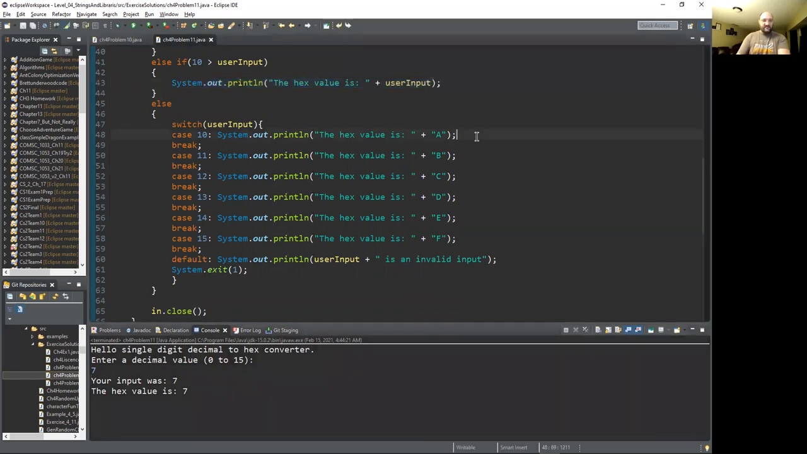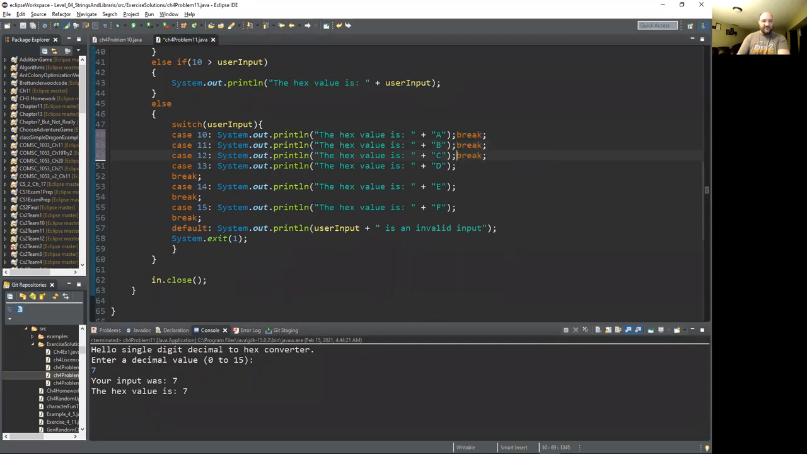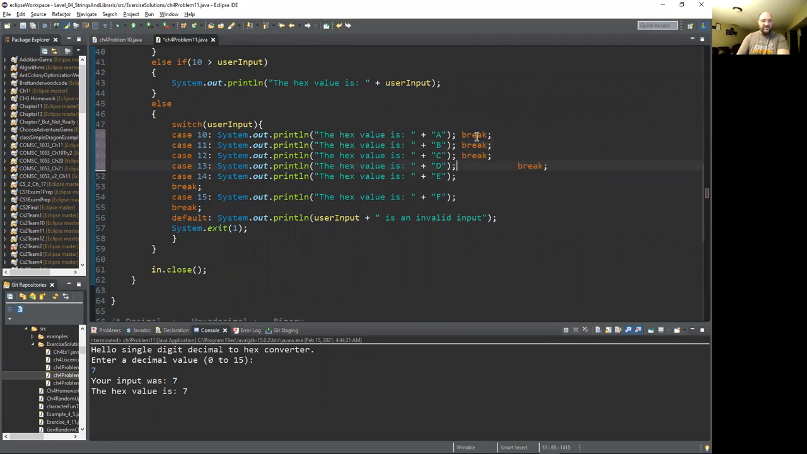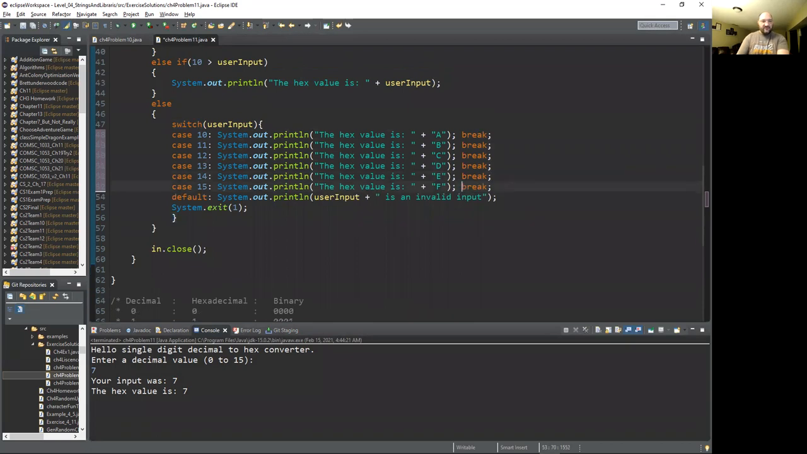Just to clean this up a little bit, the break doesn't make much sense to have down below, so I'm going to bring that up. Now, Java will tell you that it really doesn't care how these are organized, as long as you have something that makes this work. This is one line of code. This is a separate line of code. We can have both on one line as long as we separate them with semicolons. So this is just to make it look pretty. So 10, 11, 12, 13, 14, 15, A, B, C, D, E, and F, and we have the default here.